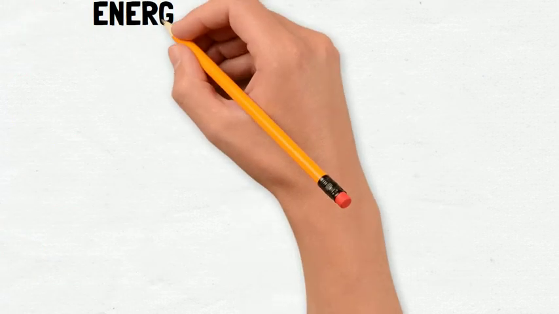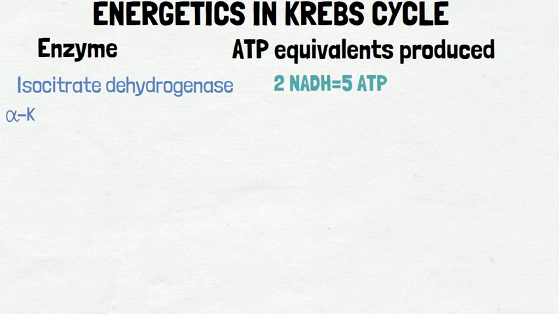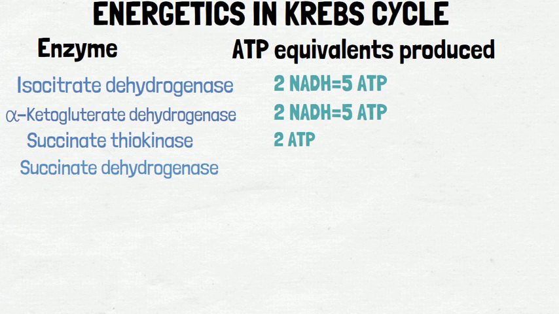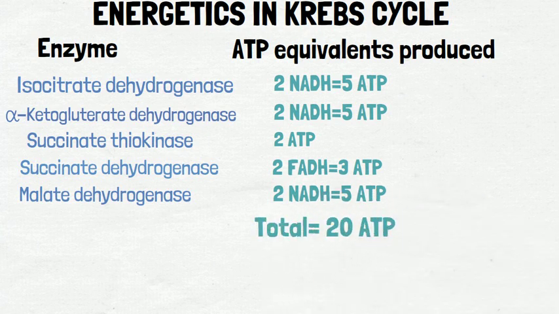Now let's look at the energetics in Krebs cycle. The first enzyme, isocitrate dehydrogenase, produces 2 NADH, which is equivalent to 5 ATP. Alpha-ketoglutarate dehydrogenase, 2 NADH, again 5 ATPs. Succinate thiokinase produces 2 ATP. Succinate dehydrogenase produces 2 FADH2, which is equivalent to 1.5 into 2, 3 ATPs. Malate dehydrogenase, 2 NADH, which is equivalent to 5 ATPs. So that means Krebs cycle produces a total of 20 ATPs.